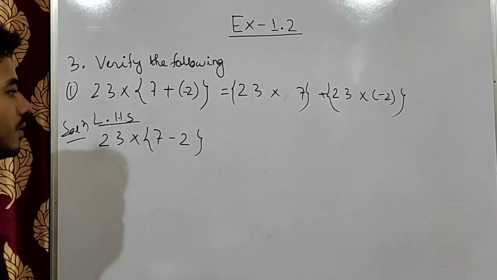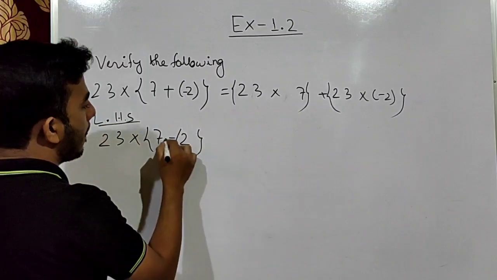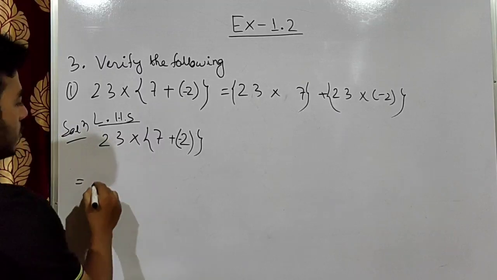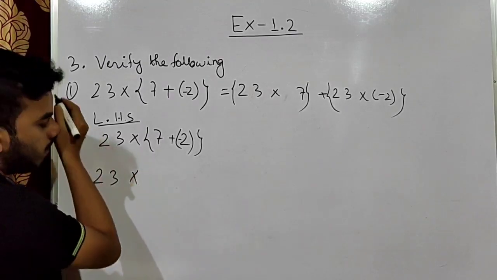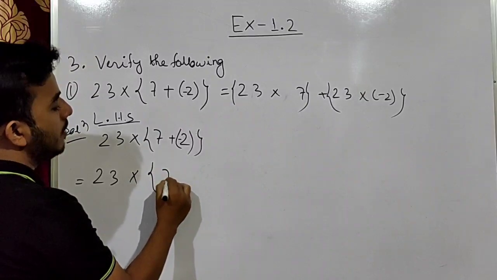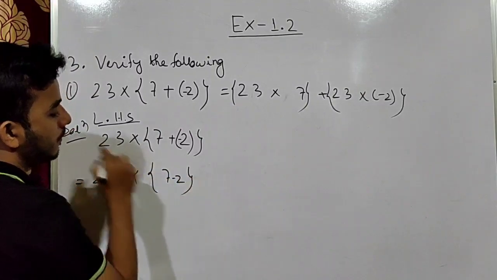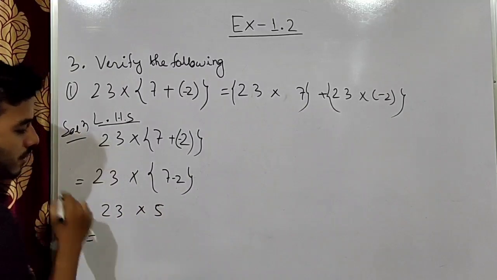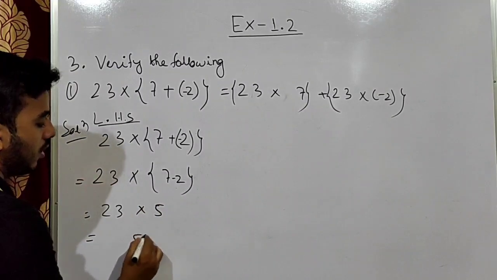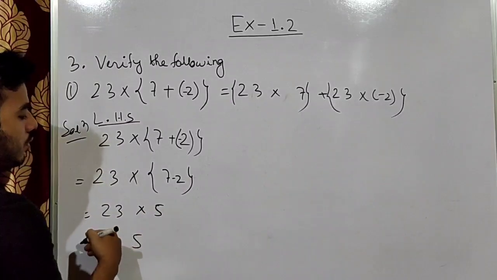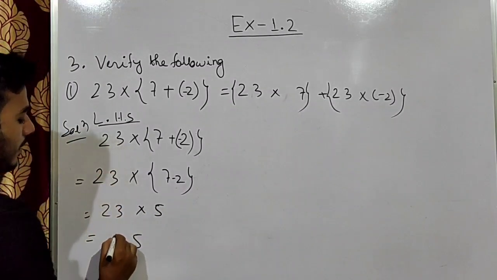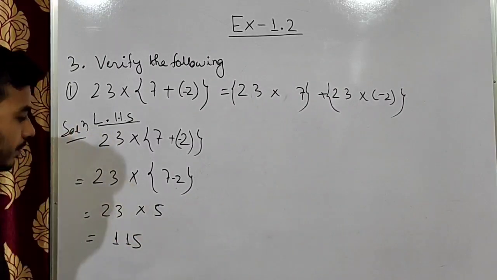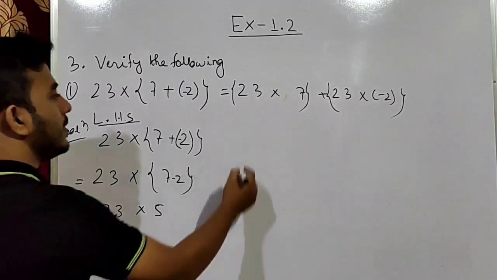Let's start with LHS. LHS will be like this. So our next step will be 23 into 7 minus 2. Now 7 minus 2 is how much? 5. So 23 into 5: 5 into 3 is 15, write 5 carry 1. Then 2 into 5 is 10, plus 1 is 11. So 115. Clear? This is our LHS.